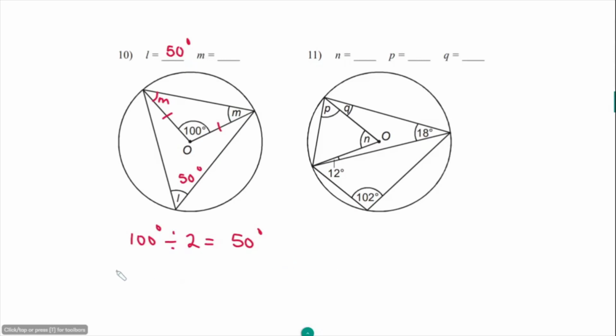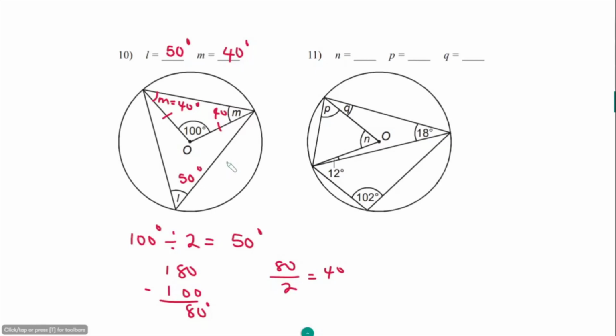I'm going to say 180 subtract 100 degrees, and that's going to give me 80 degrees. Now this 80 degrees, I'm going to divide by 2 to get each angle M, which is going to be 40 degrees. So M is 40 degrees, and here is also going to be 40 degrees. So I write down here, 40 degrees.